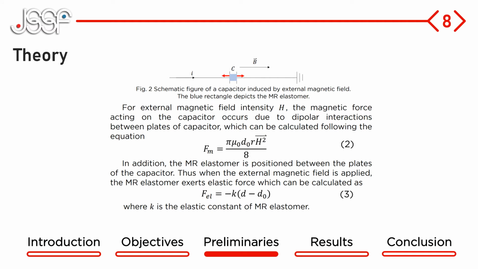For external magnetic field intensity H, the magnetic force acting on the capacitor that occurs due to dipolar interactions between plates can be calculated from equation number 2, acquired from previous research on the magnetorheological elastomer. We assume that the magnetic force is an elastic force acting on the magnetorheological elastomer. Therefore, we can write it in the form of Hooke's law in equation number 3.